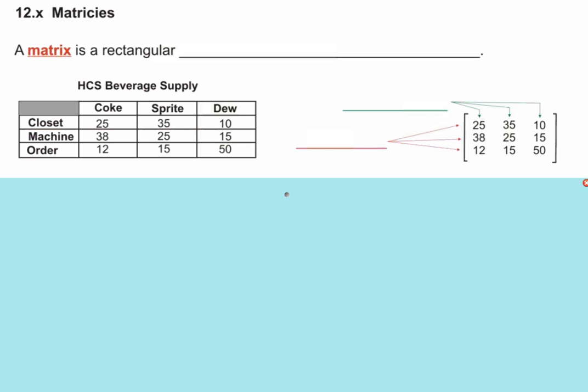Matrices. Ooh, what are they? A matrix is simply a rectangular array. Some say a rectangular array of numbers, and you can write "of numbers" if you want, but I prefer the shortened version, just a rectangular array. Off to the right is the actual matrix.